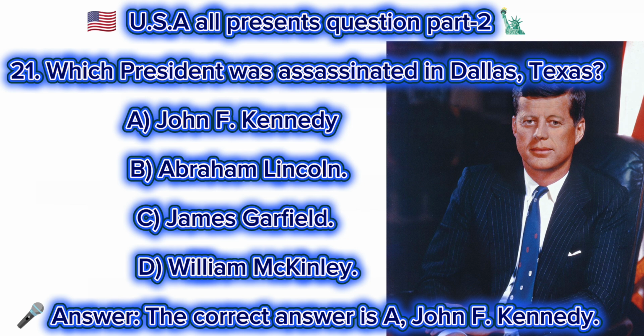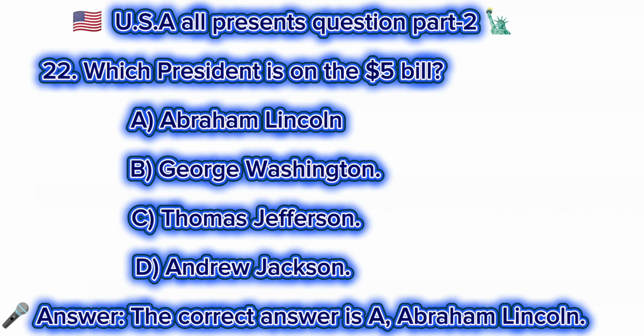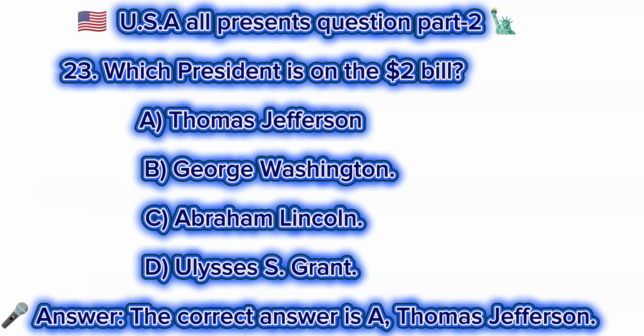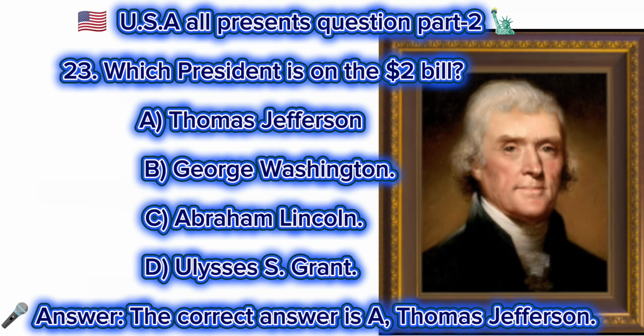John F. Kennedy. 22. Which president is on the $5 bill? A. Abraham Lincoln. B. George Washington. C. Thomas Jefferson. D. Andrew Jackson. Answer. The correct answer is A. Abraham Lincoln. 23. Which president is on the $2 bill? A. Thomas Jefferson. B. George Washington. C. Abraham Lincoln. D. Ulysses S. Grant. Answer. The correct answer is A. Thomas Jefferson.